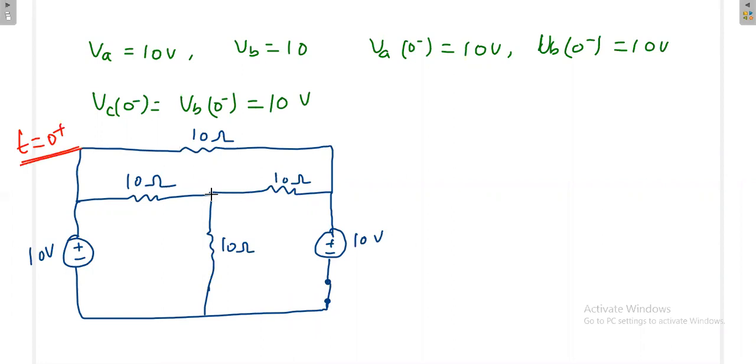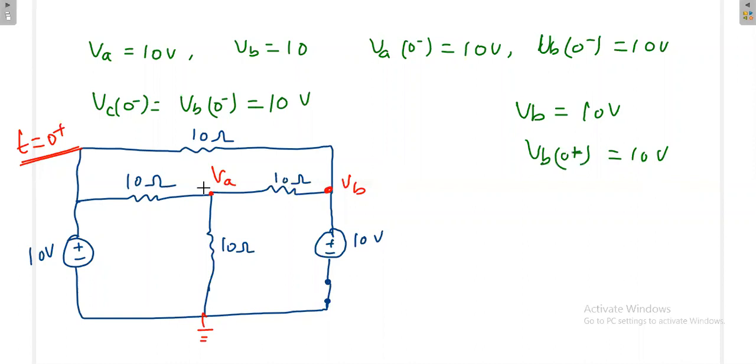Now we have to find out what VA and VB are. Again it is very simple; you have to apply nodal analysis. But please remember one thing: VB is the same as 10 volt, because if you observe here, the VB here is 10 volt. So VB is equal to 10 volt. That means VB 0 plus is also 10 volt, because you are observing the state of the circuit just after the switching. VB 0 plus is 10 volt.